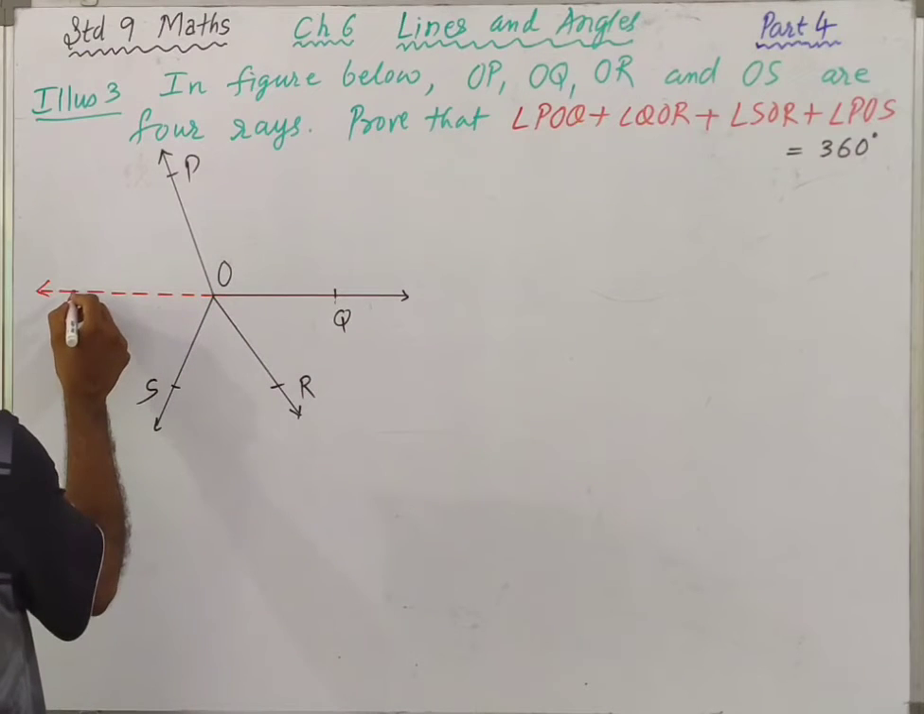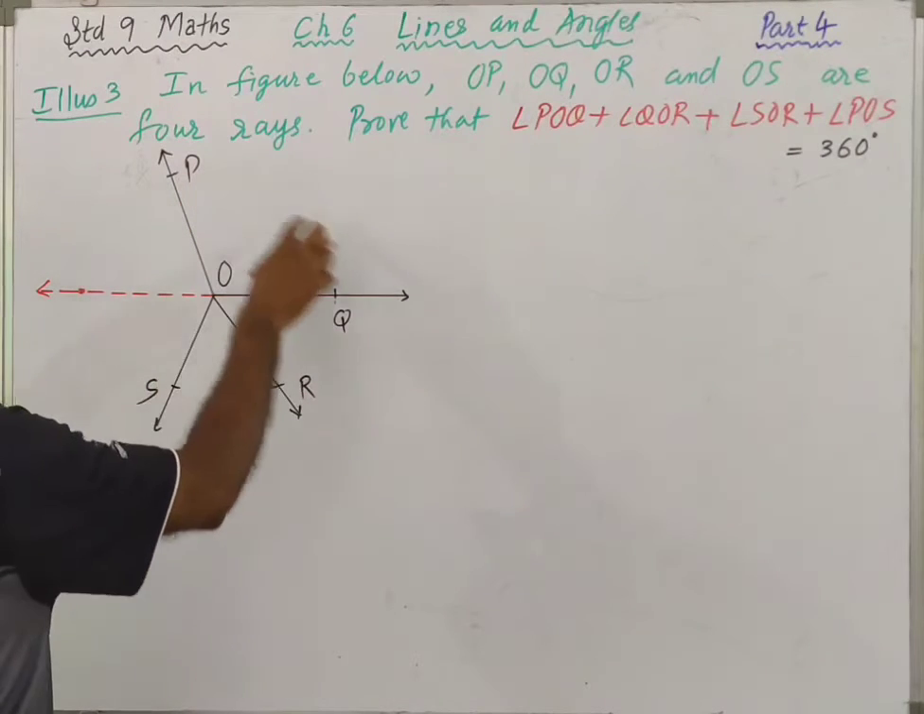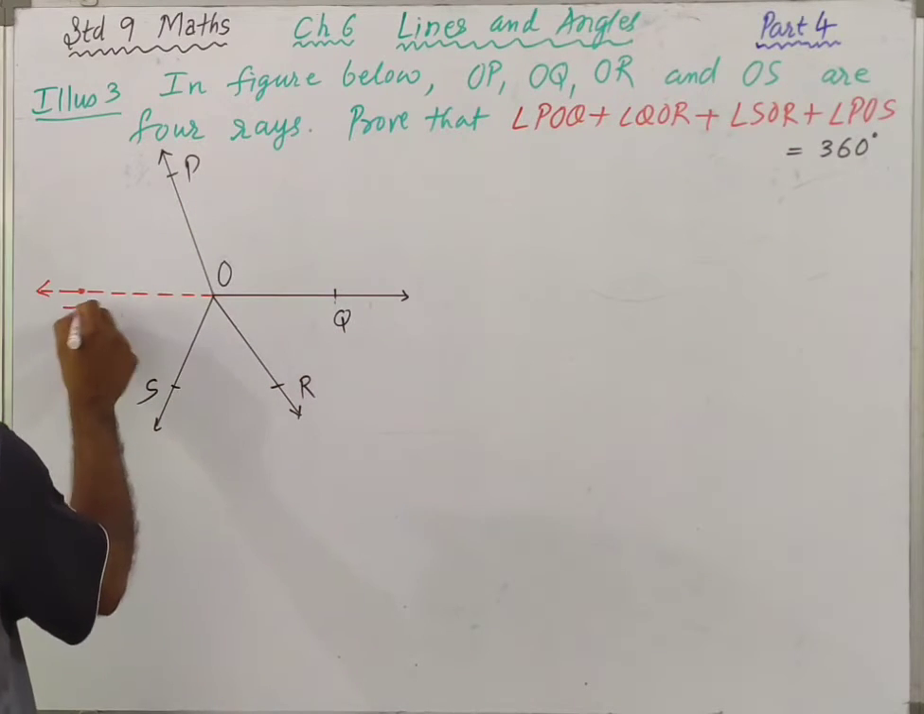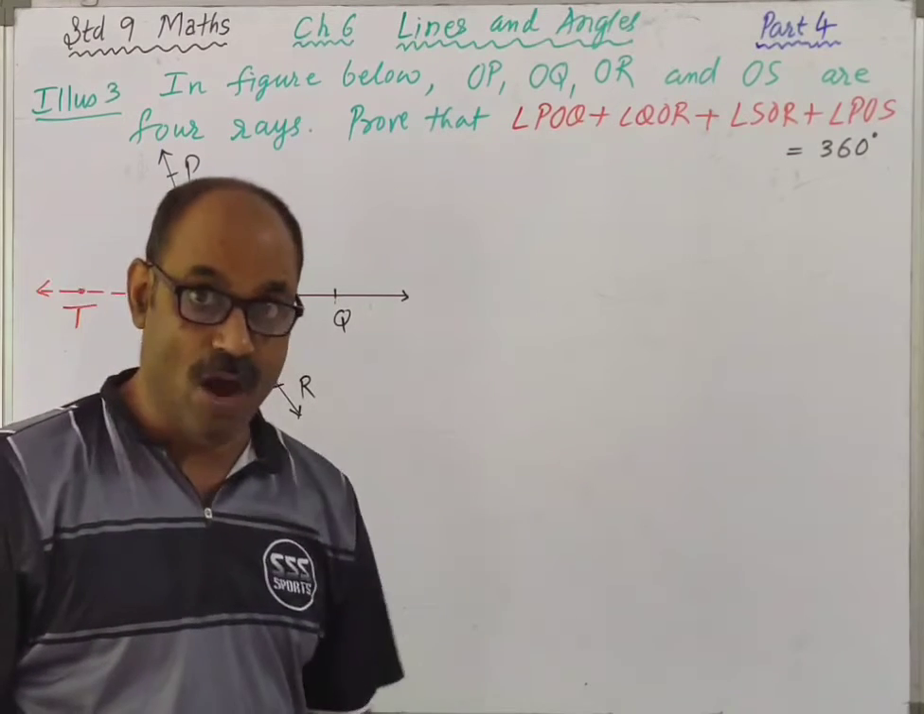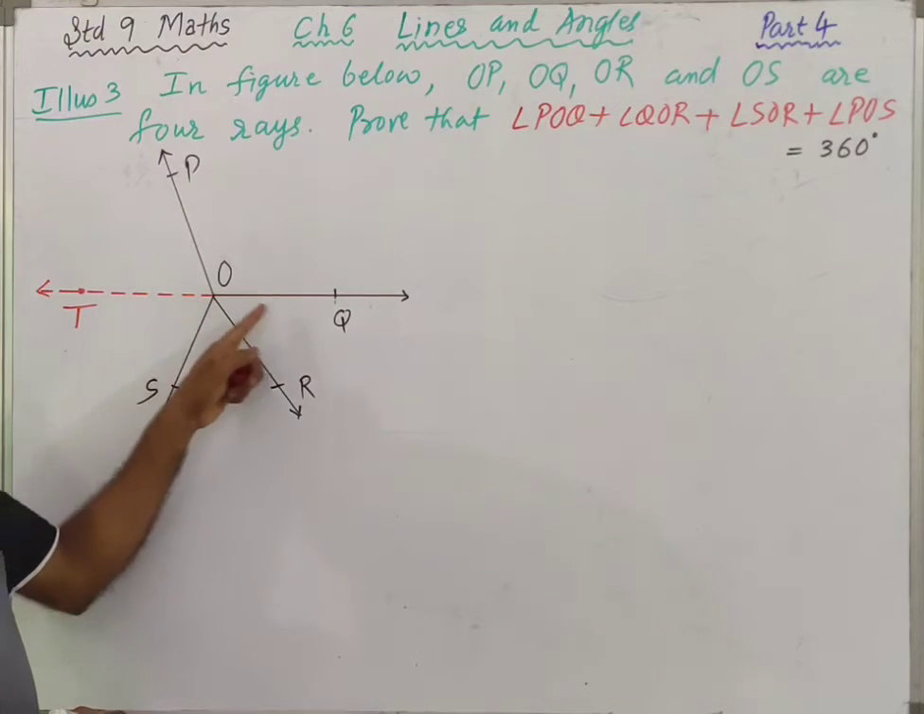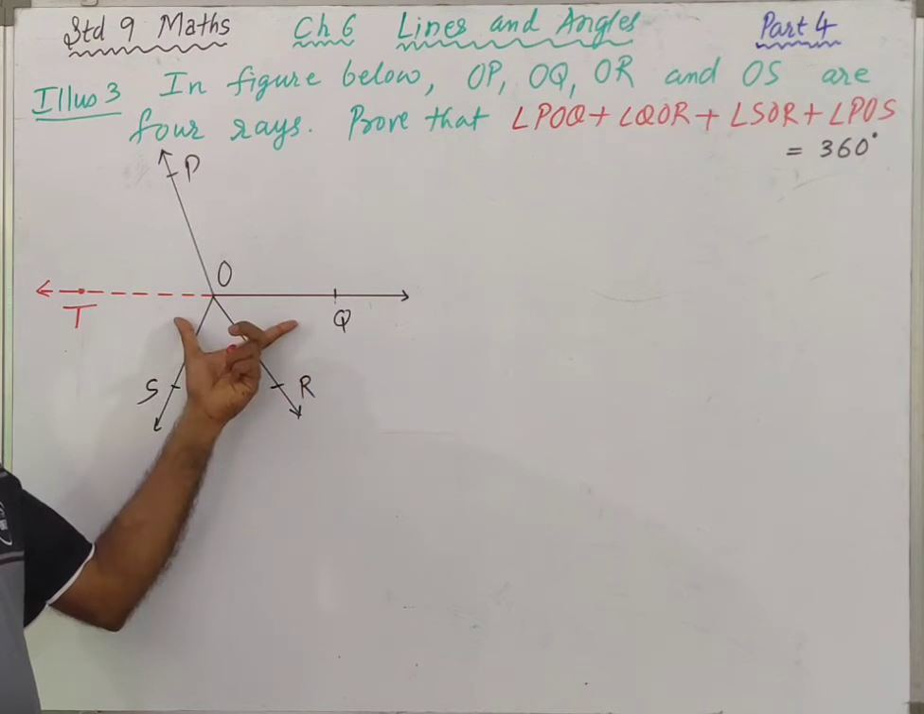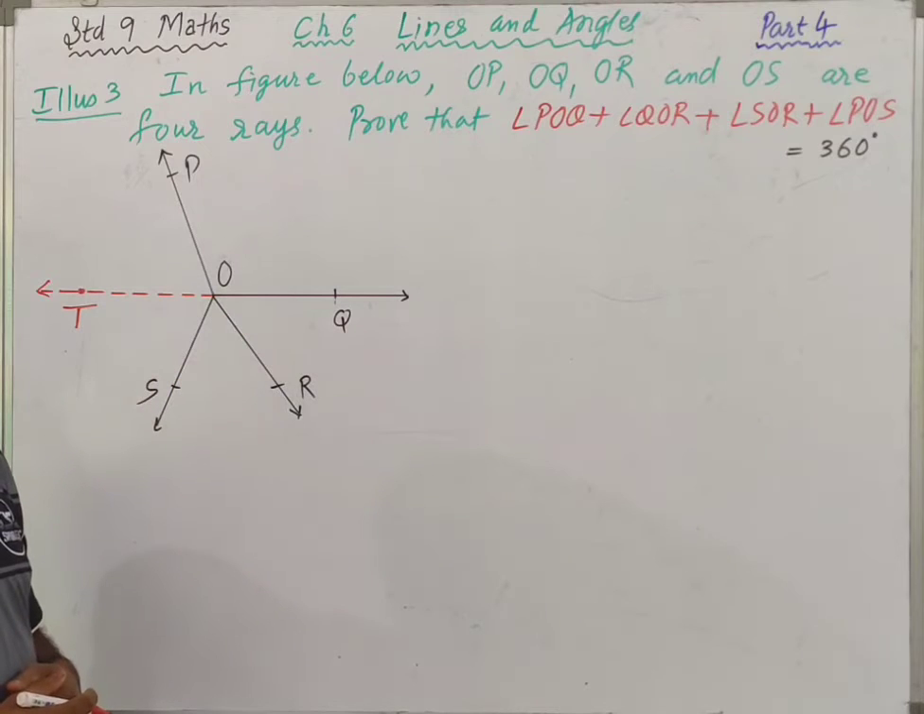Let me draw a dotted ray. P, Q, R, S, and I'll call this T. Ray OT and ray OQ are opposite rays. They form a line. So that is how I'll have to start.